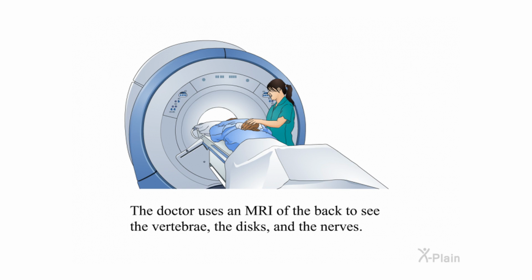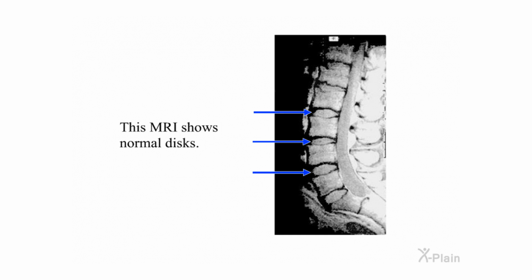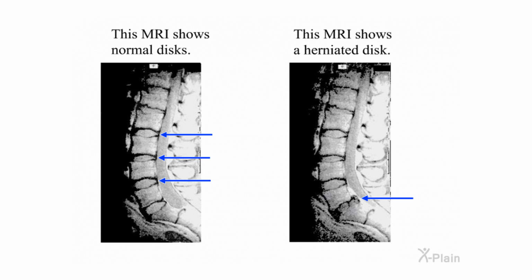The doctor uses an MRI of the back to see the vertebrae, the discs, and the nerves. This MRI shows normal discs. This MRI shows a herniated disc.